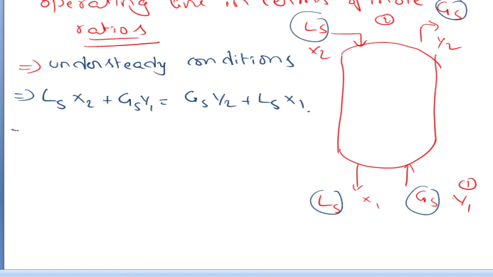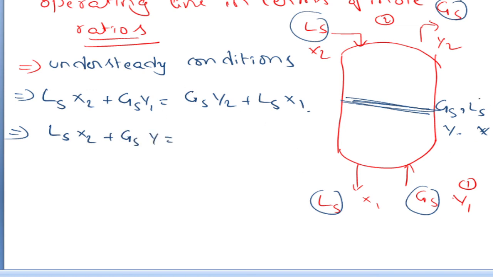Similarly, earlier you can assume one arbitrary position here. The material streams are GS, LS, and here some arbitrary position, so that's why I don't give any subscript here, simply Y and X. Now you can write down LS into X2 plus GS into Y, in terms of position 1, I am just writing between these two. So GS into Y2 plus LS into X.